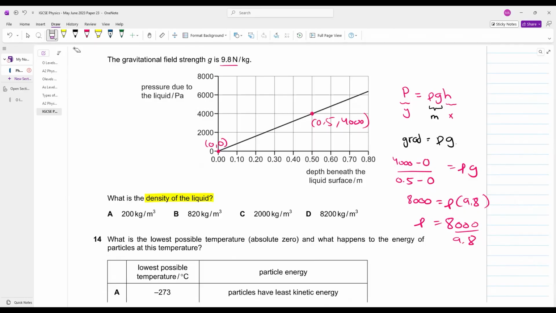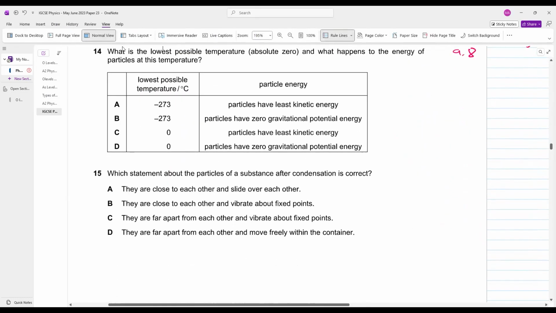8000 divided by 9.8. What does your answer come out to be? 816 kg per meter cube. Any close enough answers? Yes, B is your answer, 820 kg per meter cube.